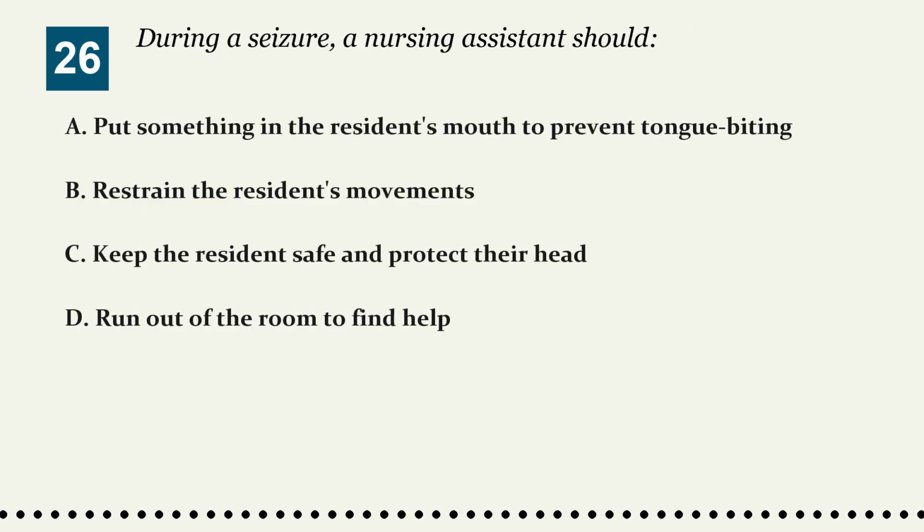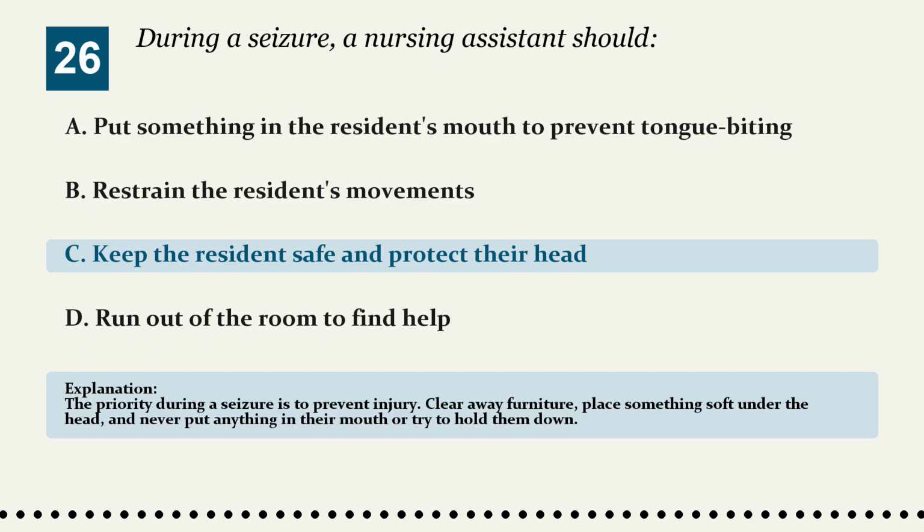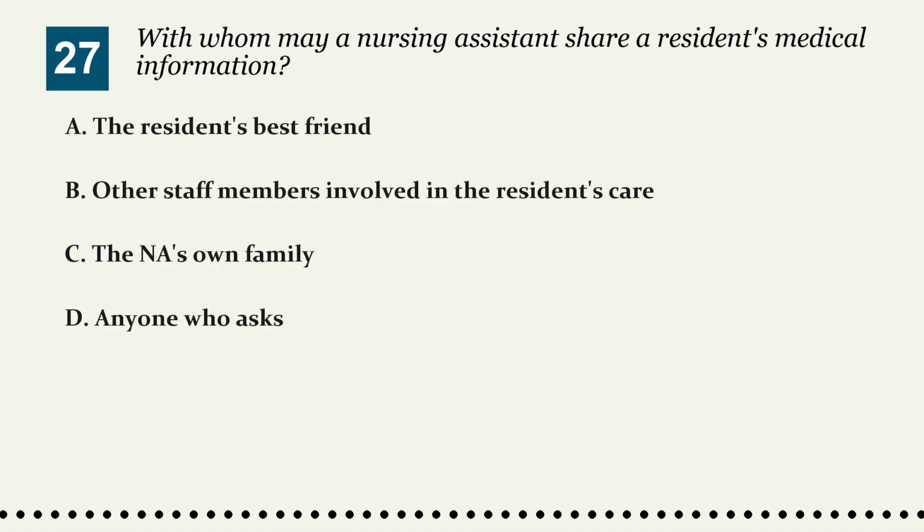Question 26. During a seizure, a nursing assistant should: Option A, put something in the resident's mouth to prevent tongue biting. Option B, restrain the resident's movements. Option C, keep the resident safe and protect their head. Option D, run out of the room to find help. The correct answer is option C, keep the resident safe and protect their head. The priority during a seizure is to prevent injury. Clear away furniture, place something soft under the head, and never put anything in their mouth or try to hold them down.